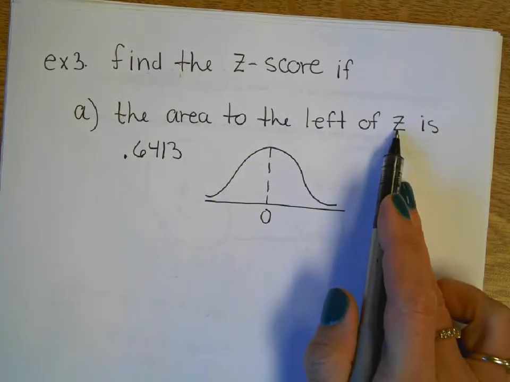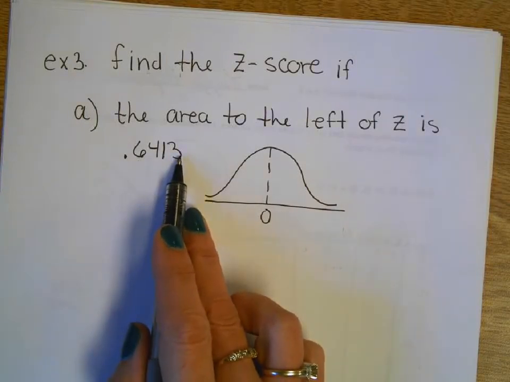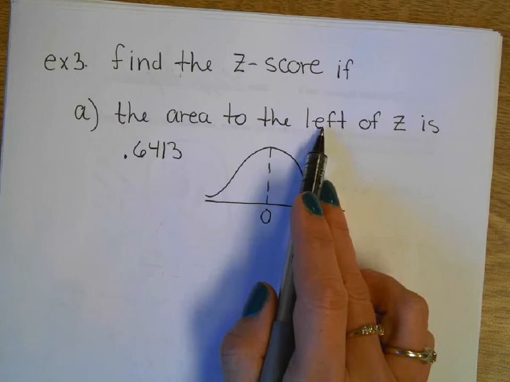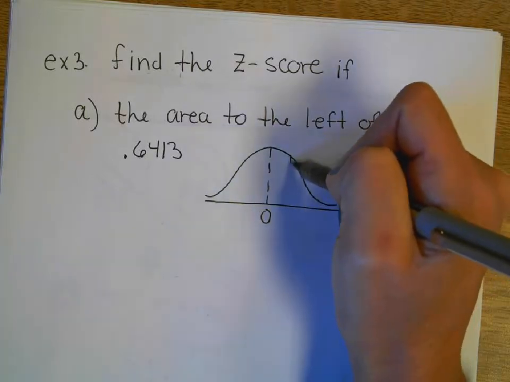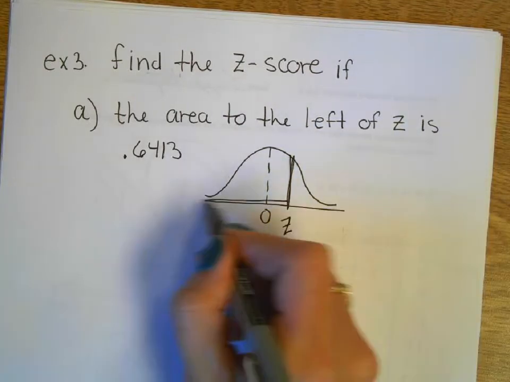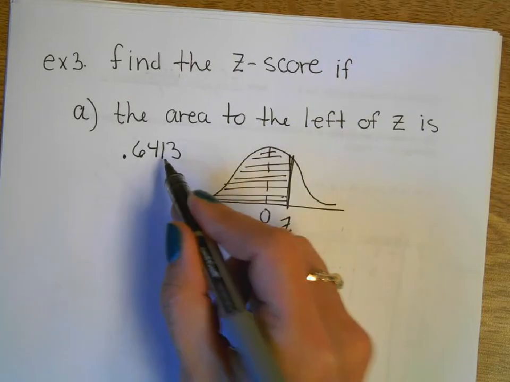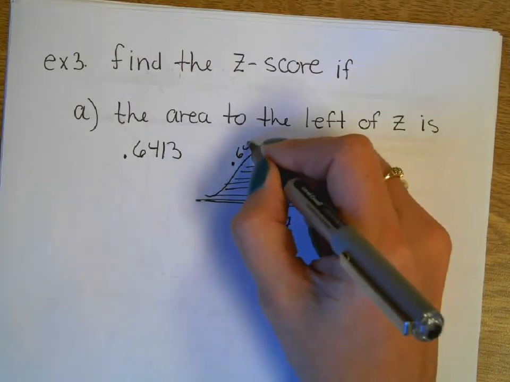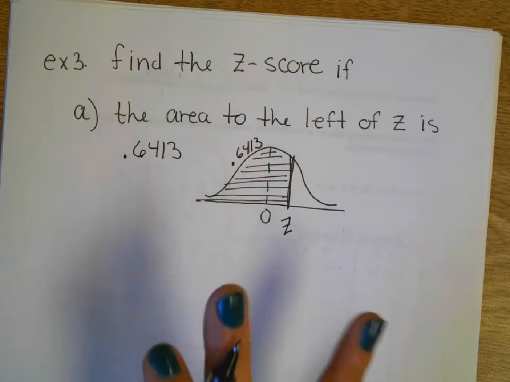Okay, if I'm standing on this z-score, there's 0.6413, so 64% of the graph to the left of me. So my first question: am I a positive z or a negative z? Definitely over here somewhere. So there's some z-score that to the left we have an area of 0.6413. Does that make sense as to what this question is saying?